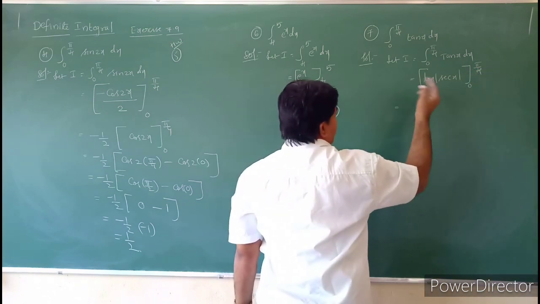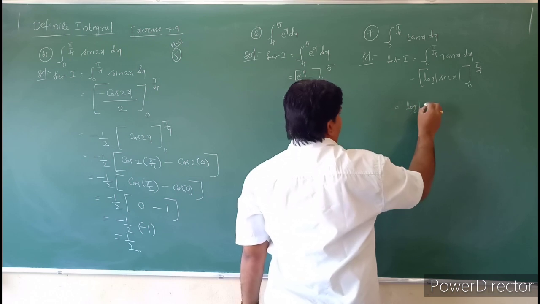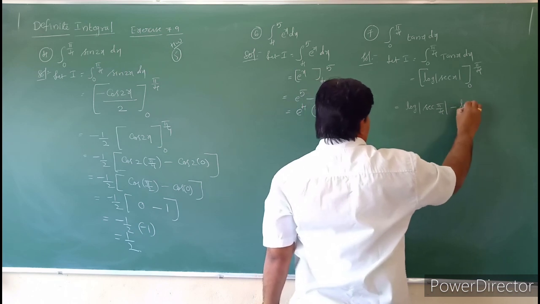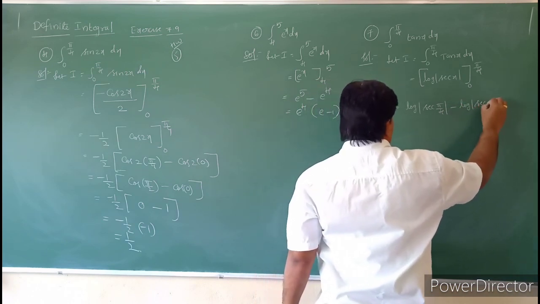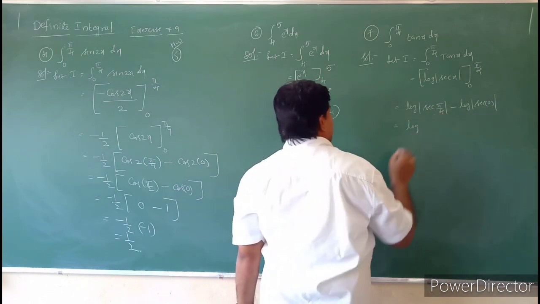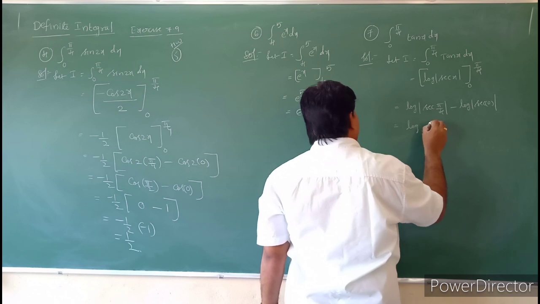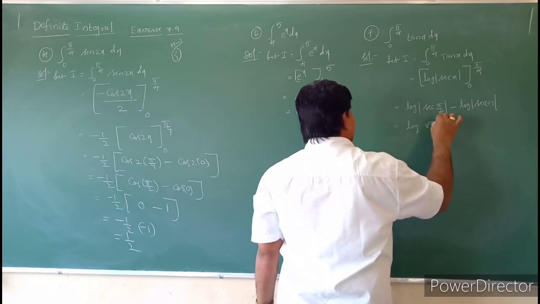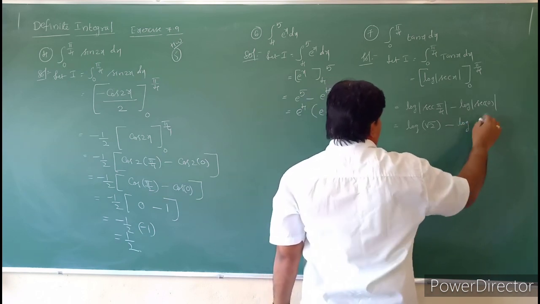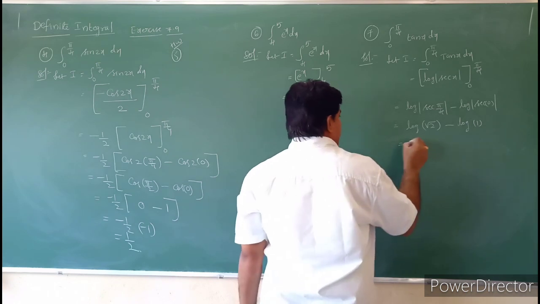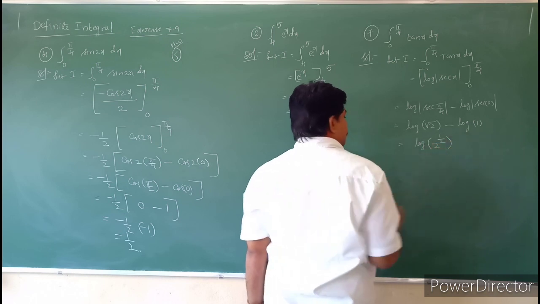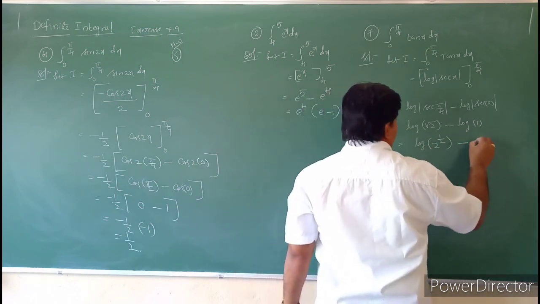So first apply the upper limit, then take the lower limit. Log of mod secant pi by 4 minus log of mod secant 0. So what is that? Log of secant pi by 4 is nothing but, what is the secant pi by 4? Root 2. So there is no need of mod. Why? Because it is positive. And log of secant 0, secant 0 is 1. So that is nothing but log of root 2. Root 2 is nothing but 2 power 1 by 2 actually. So minus log 1, value is 0.